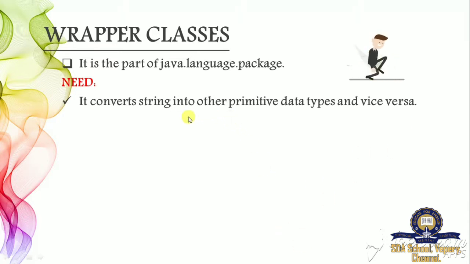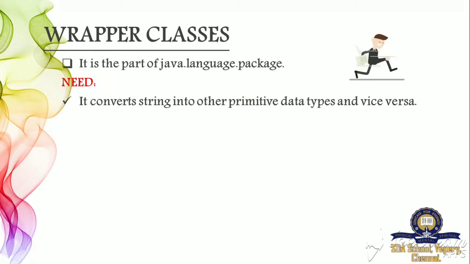And what are the non-primitive data types? That's our array, interface and classes. They depend on other data types. So wrapper classes are used to convert the primitive type into non-primitive, and likewise they convert the non-primitive into primitive. That is the main process of wrapper class.